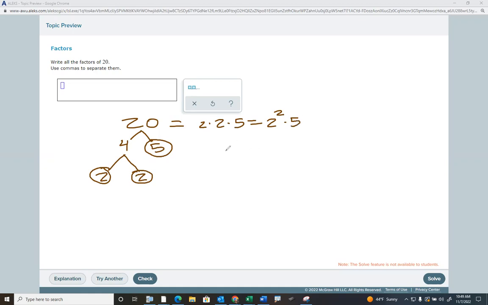And that'd be fine too. They're both fine, although practicing using exponents is a good thing. So you just look at all the fruit, all the prime numbers, and that's going to be what you get for your prime factorization of the number.